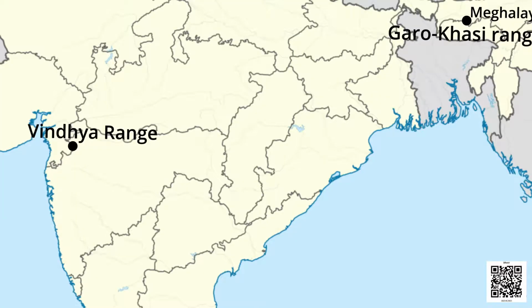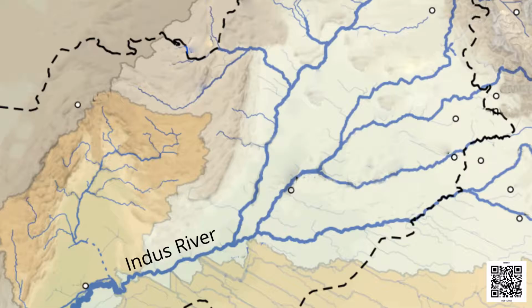From the hills, let's move to the rivers. Let's start with the Indus River. It's also called the Sindhu. This is one of the longest rivers in Asia. It flows through China, western Tibet, India, Ladakh and Pakistan.